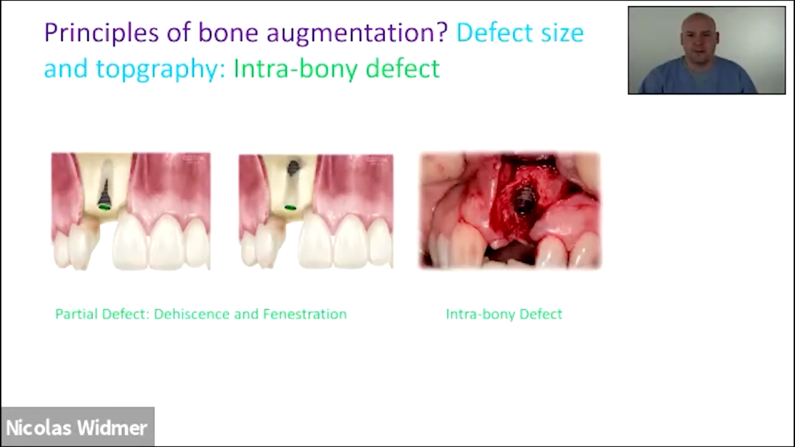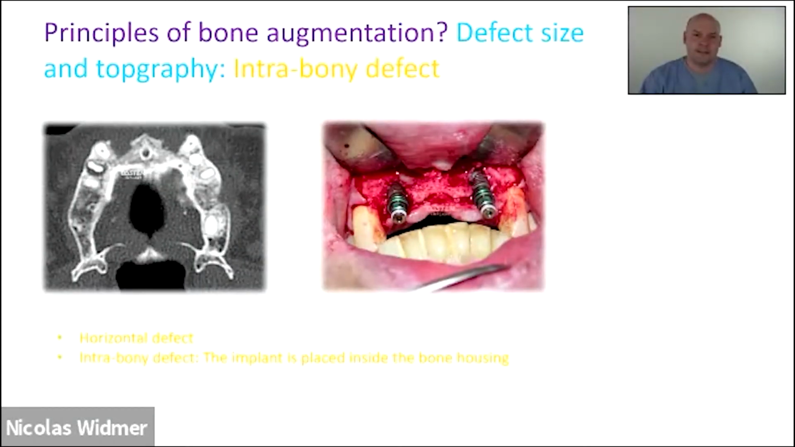So take a look at this picture. Here on the left side, we have the dehiscence, in the middle, a fenestration. And the clinical case is also a dehiscence. Even if it's rather a big dehiscence, I would say it's still an intrabony defect.